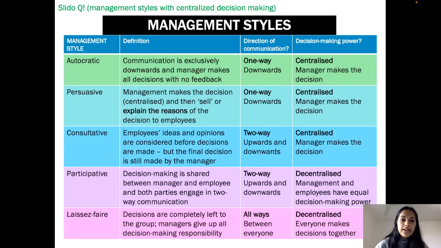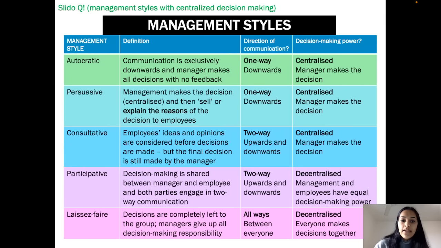With autocratic, communication is exclusively downwards, and the manager makes all the decisions with no feedback. So it's literally the manager who's making the decisions. They're not consulting anyone, any employees, not asking for inputs or anything. They're just making the decision and sticking with that. Therefore, the direction of communication is one way downwards. They're just making the decision and telling that decision to employees. There's no input being sought in that sense. Then the decision-making power is centralized, since they're making the ultimate decision.